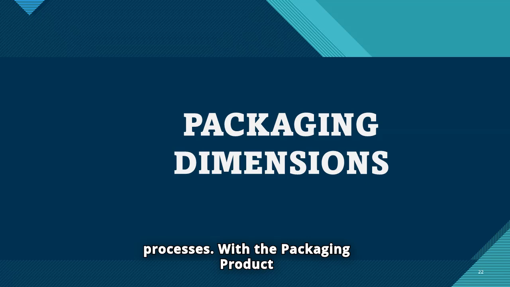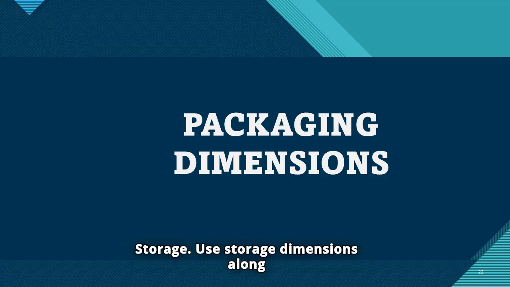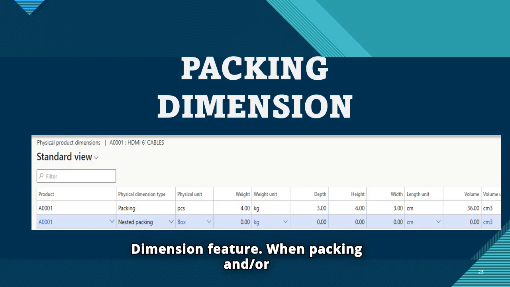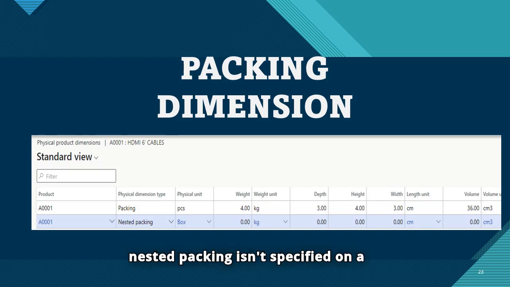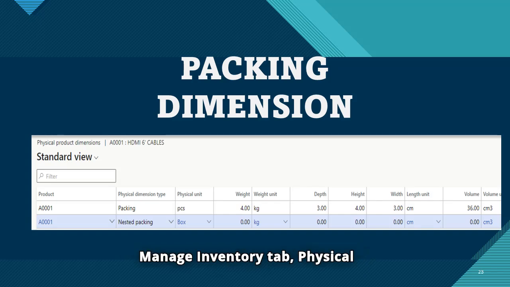With the Packaging Product Dimensions feature, you can set up several dimensions for products. The following dimensions are available. Storage. Use storage dimensions along with location volumetrics to determine how many items you can store in various warehouse locations. This dimension is the available default dimension without turning on the Packaging Product Dimension feature. When packing and/or nested packing isn't specified on a product, you can set up the storage dimensions by going to Released Products, Manage Inventory tab, Physical Dimensions.